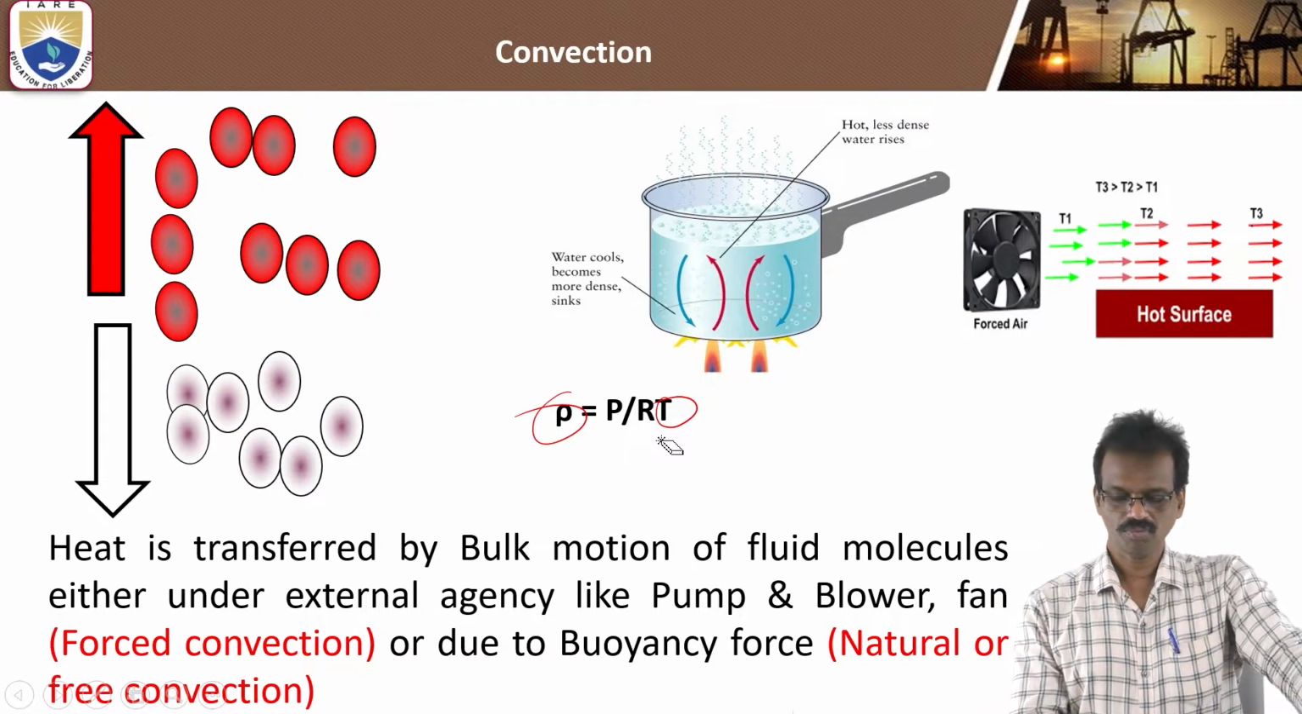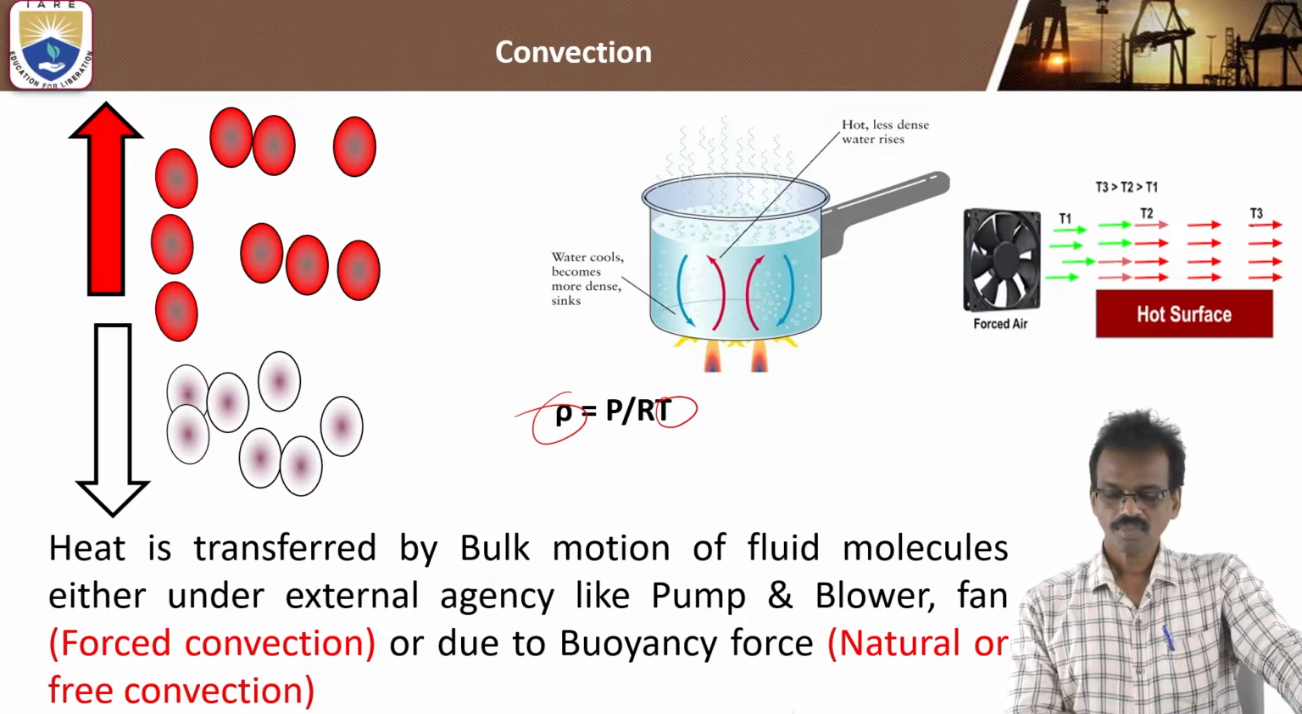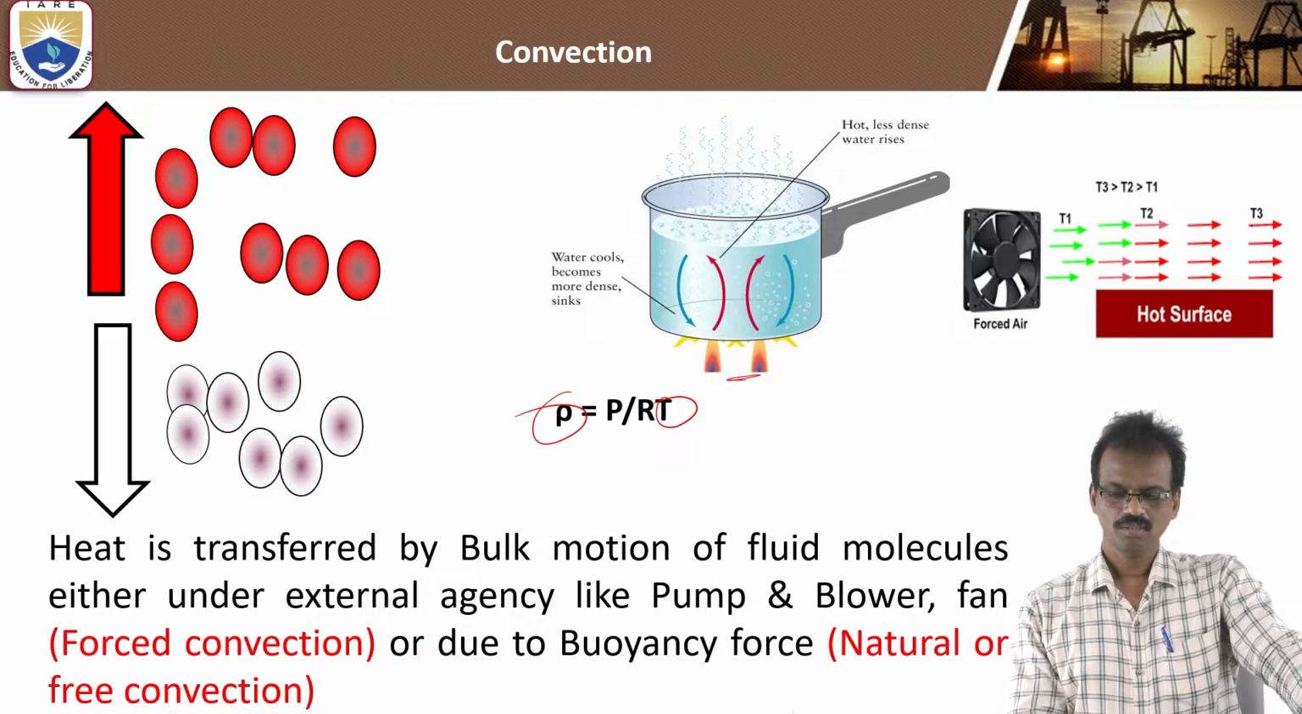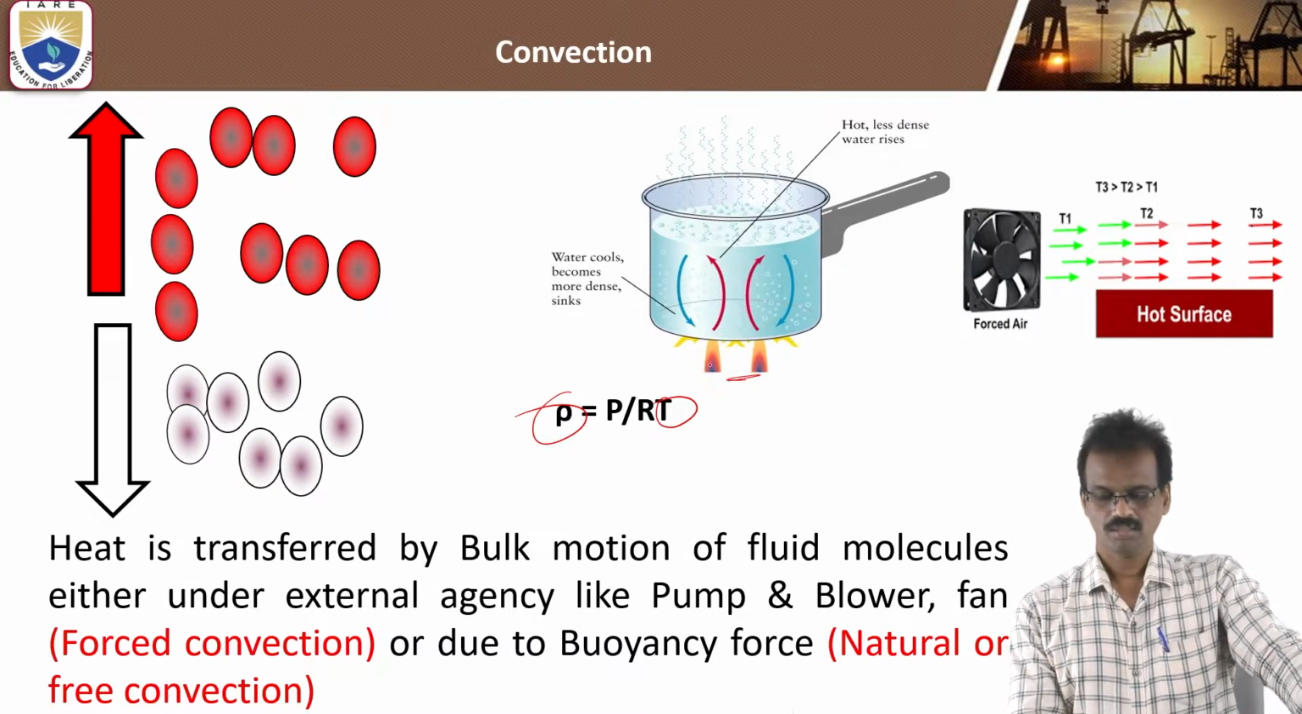Suppose we take one example here. This is a container heating on a stove. Initially, the bottom surface of the vessel is heated through conduction. After that, the fluid layers or fluid particles very near to the bottom layer of the vessel are heated through convection.